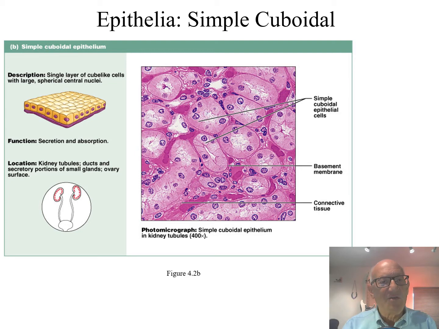And you can see it's a single layer of cuboidal cells. So this is a single layer of cells right there. Right, and you can see the nuclei interspersed all over the place in here. The white space in the center is the lumen, or the empty tube-like space of the kidney tubule.